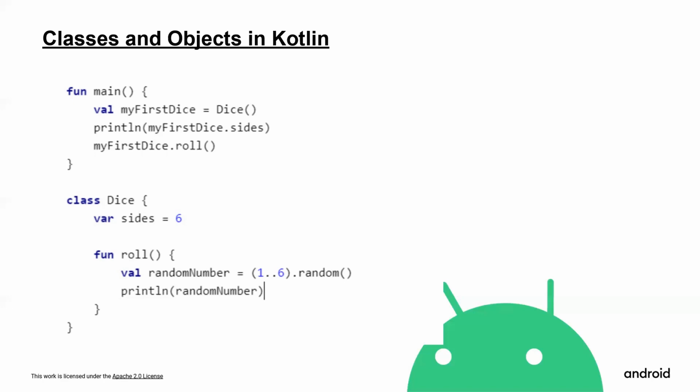Can you guess what this code will do? First of all, it will print myFirstDice.sides. You can see over here that we are printing myFirstDice.sides, so it will print 6. After that, it will call myFirstDice.roll, and in the function roll we can see that randomNumber has been assigned a random number between 1 and 6 and it is printing that random number. So it can be any random number between 1 and 6. After 6, it will print any number between 1 and 6. That will be the random number.